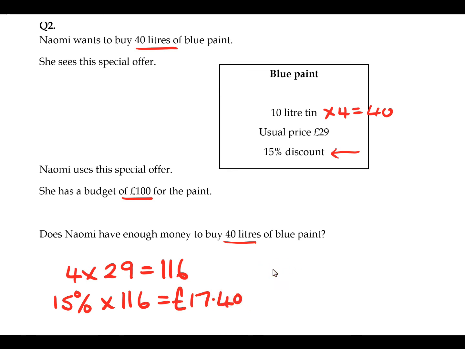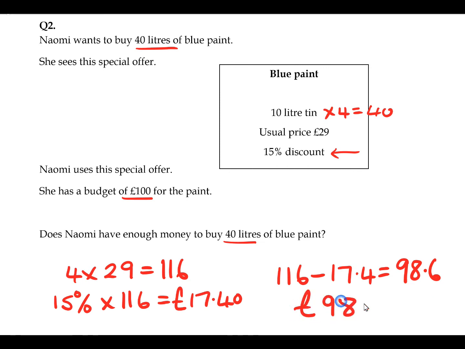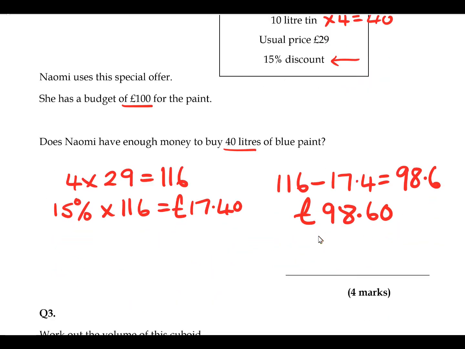So, to work out the final price for the paint, it's £116, which is the standard price. Take away the discount, and that gives us 98.6 on our calculator, which in money terms is £98.60. So does Naomi have enough money to buy 40 litres of blue paint?